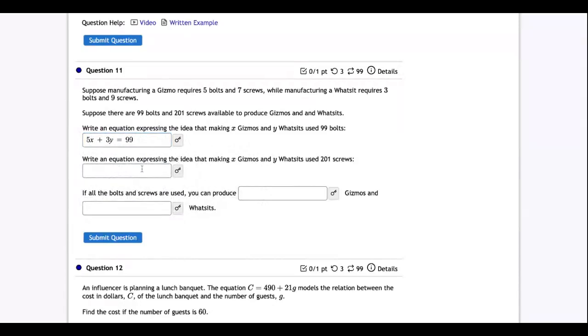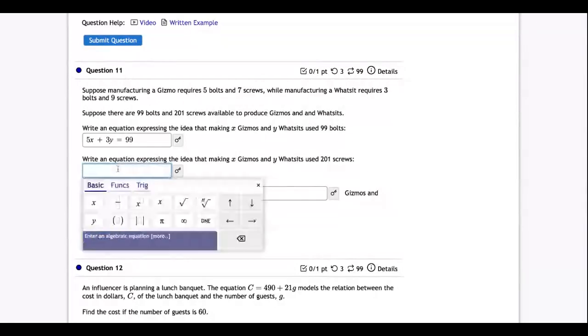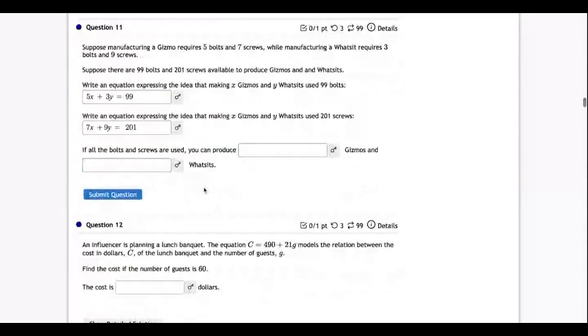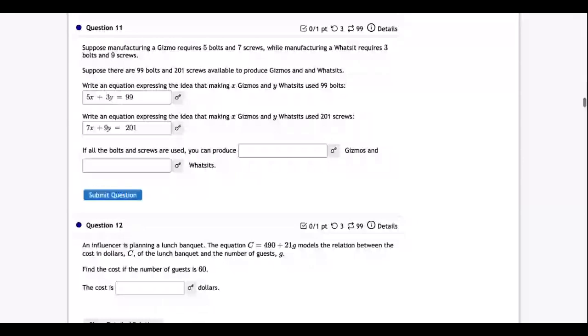Second, write an equation expressing the idea that making X gizmos and Y worsets uses 201 screws. How many screws are needed for gizmos? 7X. Then how many screws for worsets? 9Y equals 201 screws, right?